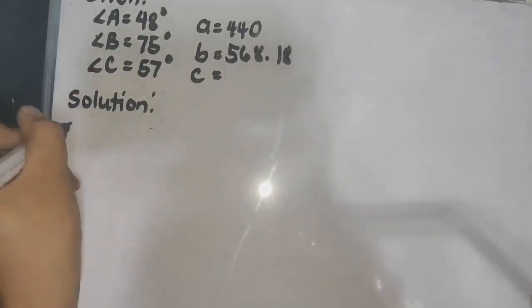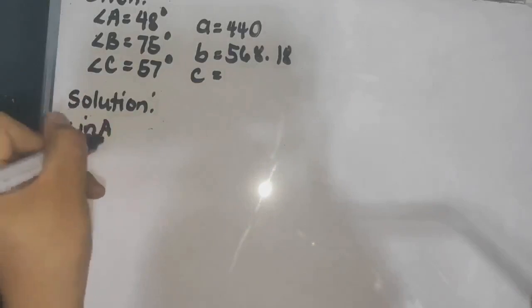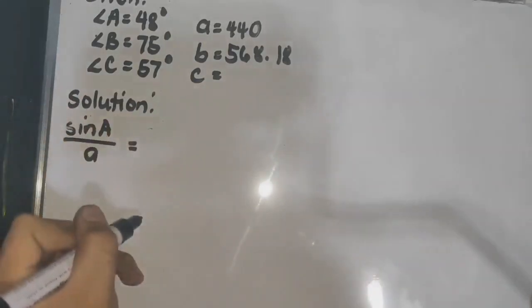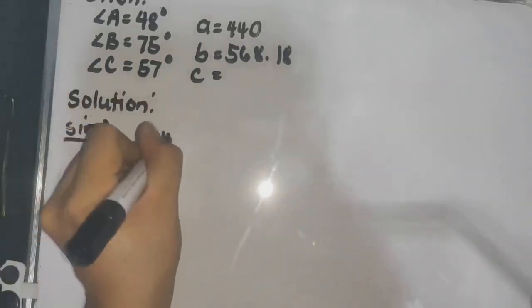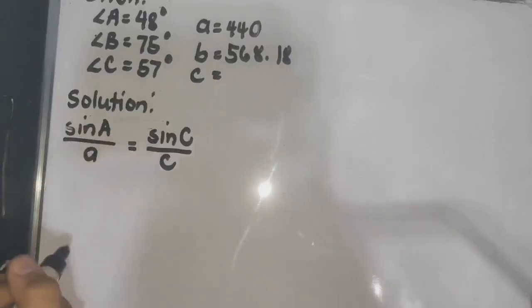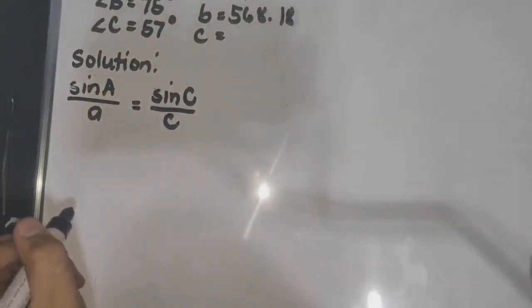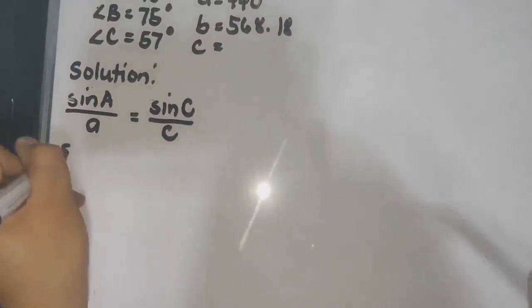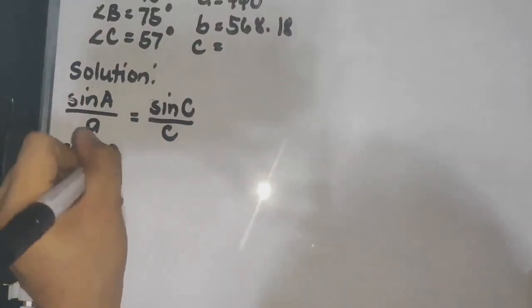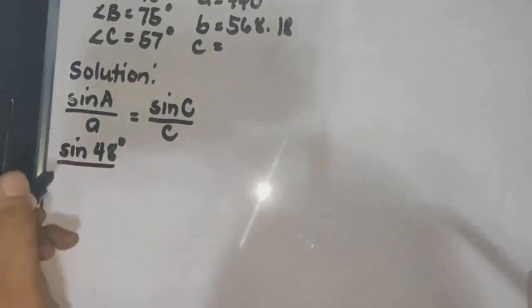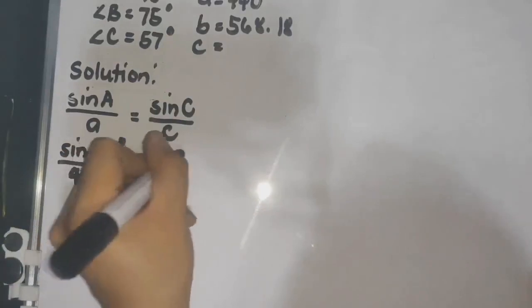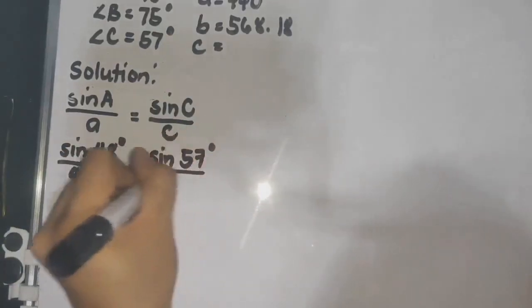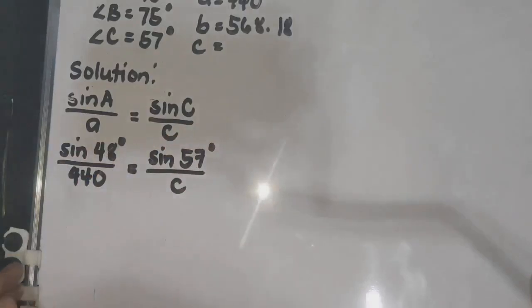So again, kung ano yung kompleto natin kanina, yun yung gagamitin natin. So sine of angle A over A is equal to, so ano ba ang may missing? C. So kapartner niya, angle C. So sine of angle C over C. So sine of A, so ang A natin is 48. So sine of 48 degrees over 440 equals sine of C, which is 57 degrees over side C. Parehas lang ng process na iba lang yung angle na ginamit natin.